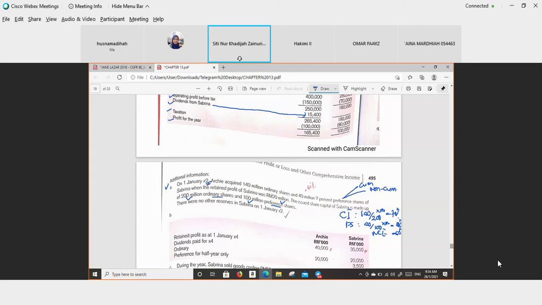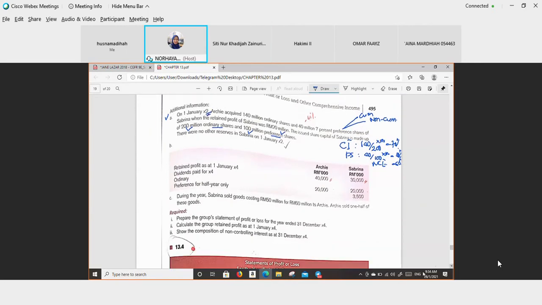You are also provided with the opening retained profit and the dividend paid. The dividend paid for ordinary shares is for half year only. Sabrina paid preference dividend for half year amounting to 3.5 million. Take note of this.